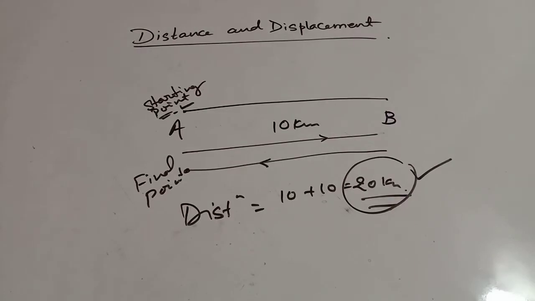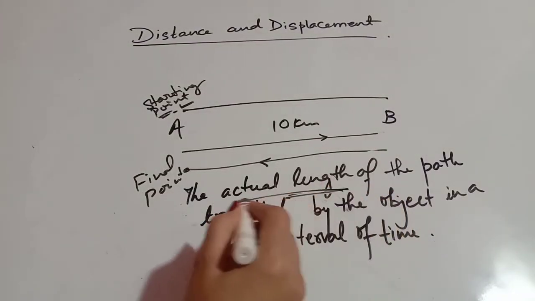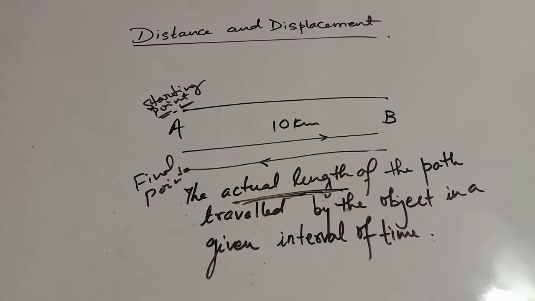So whenever we have to define the distance, what will the definition be? The definition is the actual length of the path traveled by the object. You have to focus on the word length. Actual length. This will be your distance. Whatever length is covered by the object, that is our distance. But if we come to the topic of displacement, in the same example, if someone asks what the displacement covered by the object is, the displacement in this condition is 0.